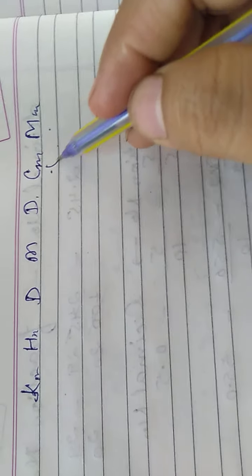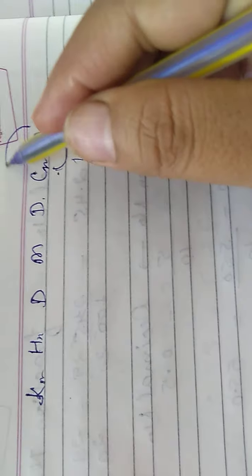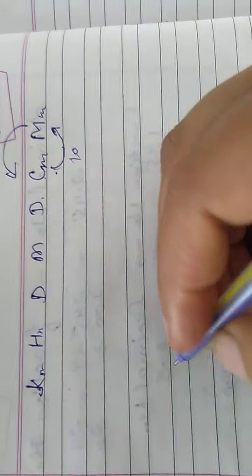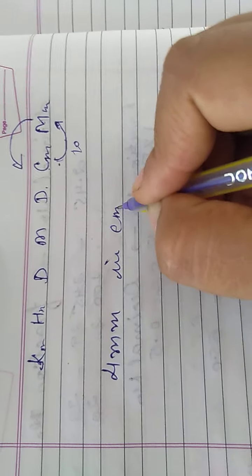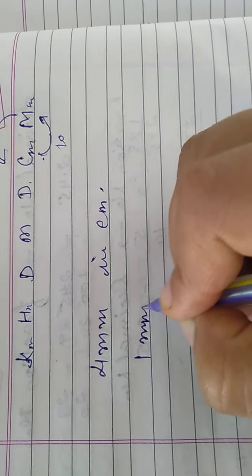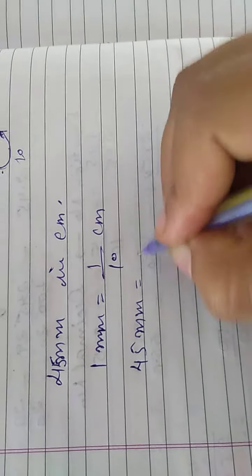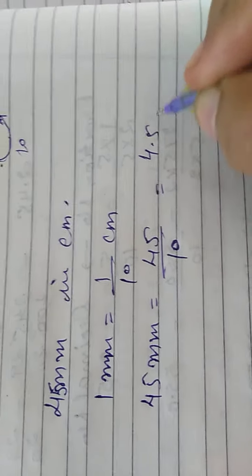So if we have to convert the centimeter into meter, so we are moving left to right, we will multiply by 10, and if we are converting millimeter into centimeter, then we are moving right to left, then we will divide. So if we have to convert 45 millimeter into centimeter, then we will write the relation here. 1 millimeter equals 1 upon 10 centimeter, then 45 millimeter is equal to 45 upon 10. There is 1 0 in the denominator, so before one digit we'll put the decimal here, so 4.5 centimeter.